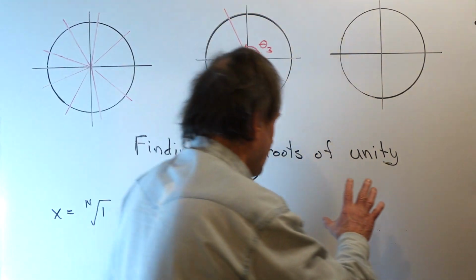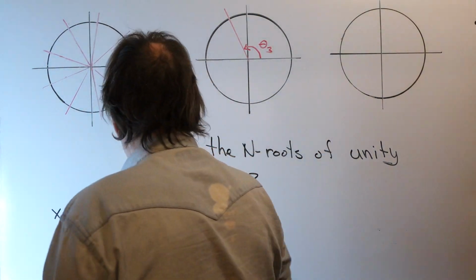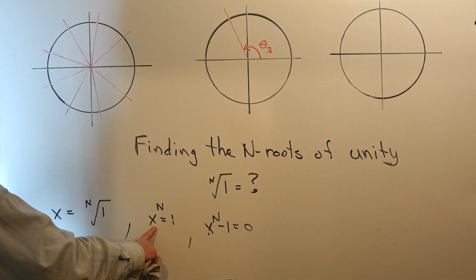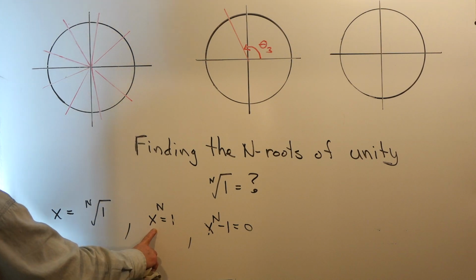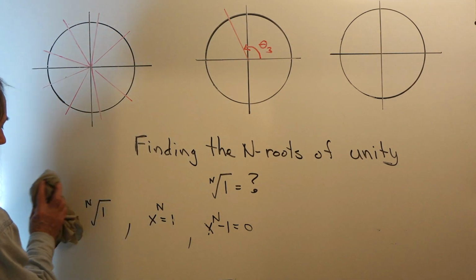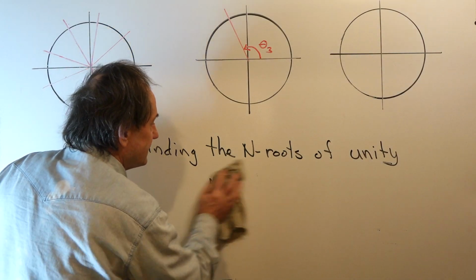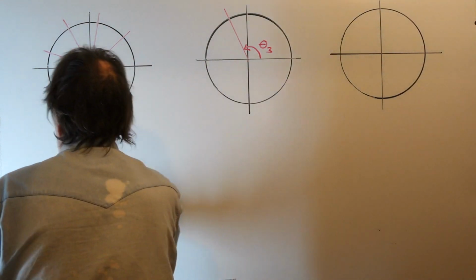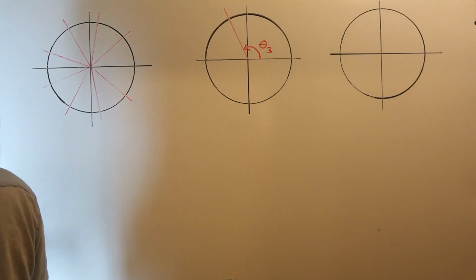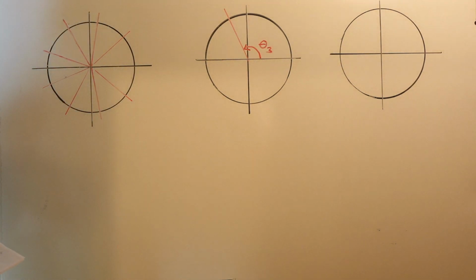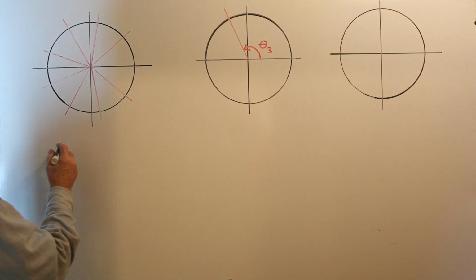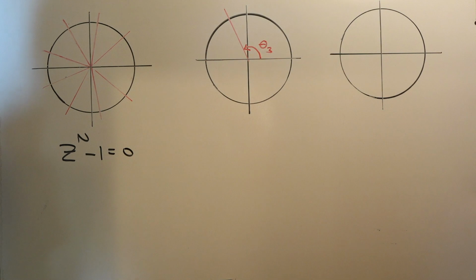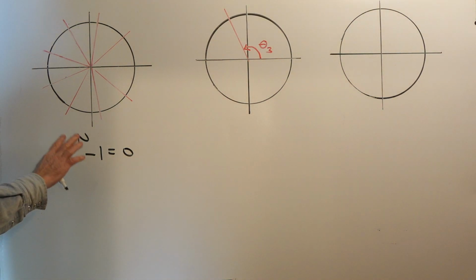Now I'm going to change my variable designations here. X is usually reserved for indicating a variable for real valued functions, and we use z for indicating variables in the complex plane. So that's what I'm going to do here. We're going to use z to represent a general complex number. So those values of z that solve this equation, z to the n minus 1 equals 0, are called the roots of this equation. Those are the solutions.